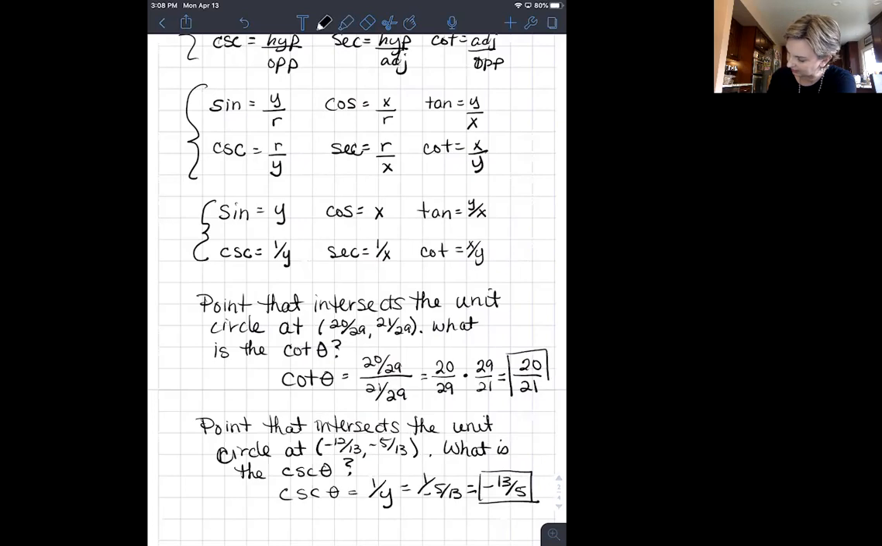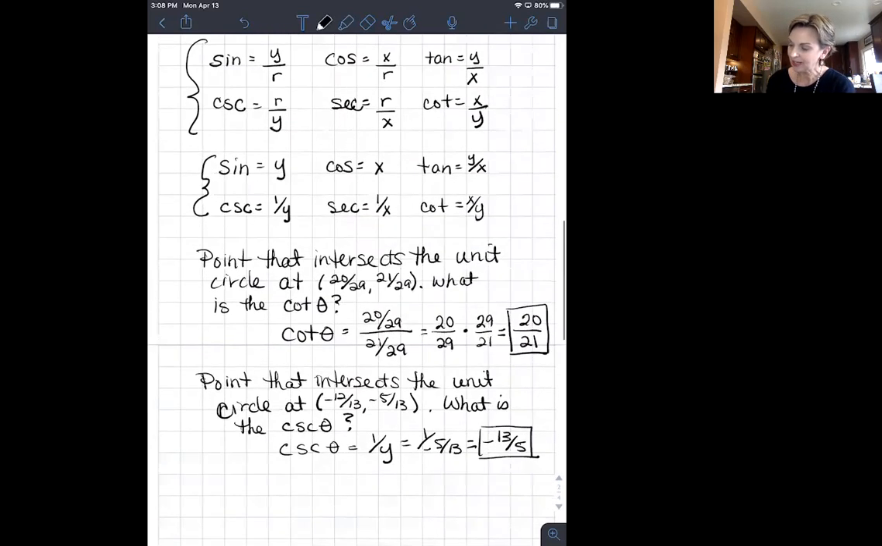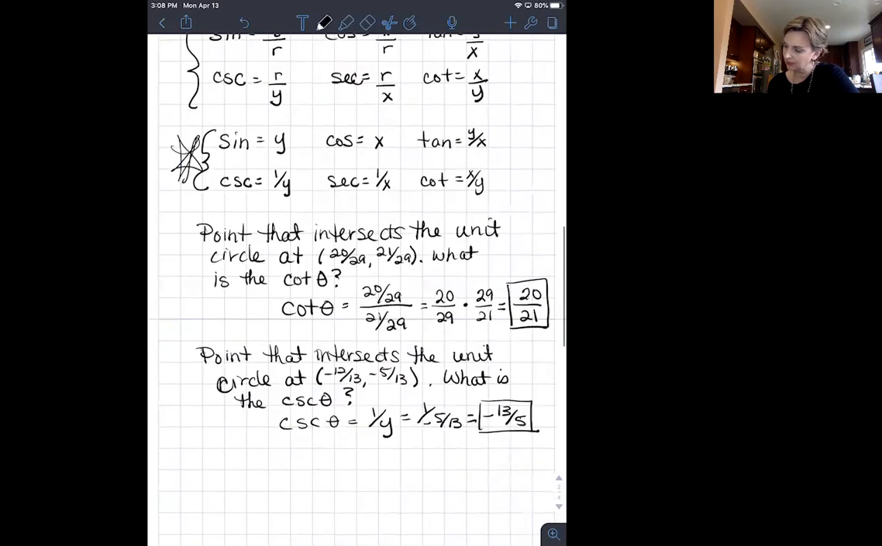All right. Now the next thing we need to talk about is that when you look at these functions, notice that some of them have x's and y's in the denominator. So there are some values for x or y that, if we put a 0 in, you're going to get some undefined trig functions. For instance, let's talk about the tangent of 90 degrees.